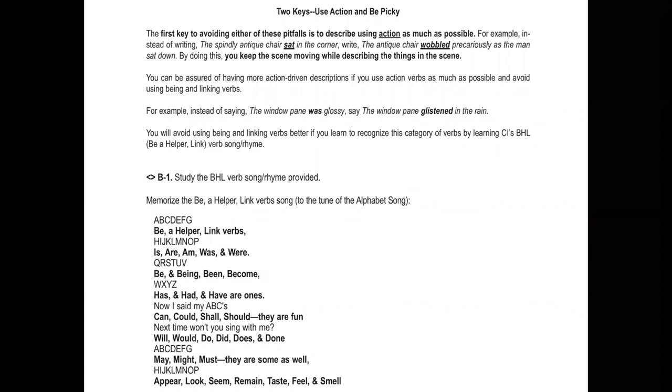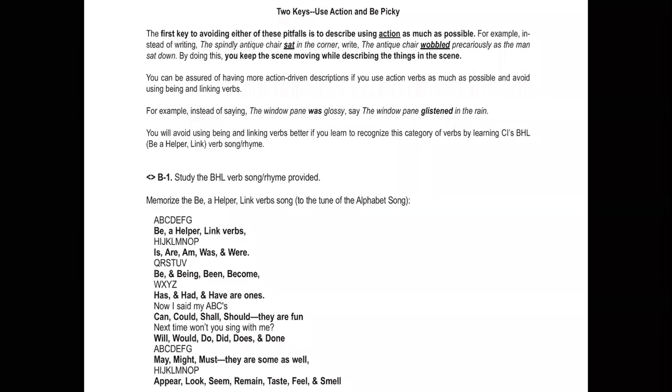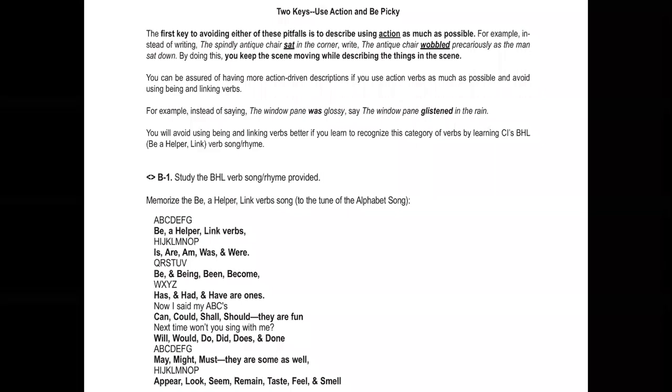Now, all of the being, helping, and linking verbs are together. I believe there are 36 in one song. And the reason for that is that they are used interchangeably and they don't have adverbs with them. And they do have predicate nominatives following them. So all of them are grouped together for those reasons. That's another lesson for another day.